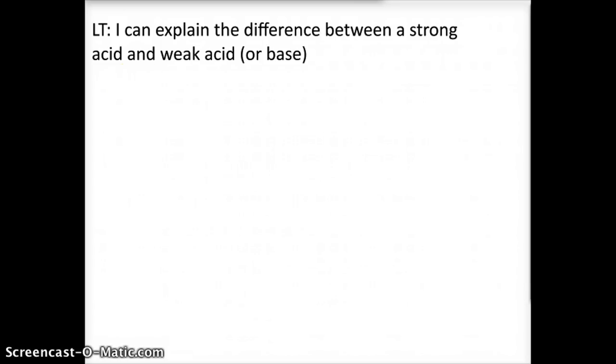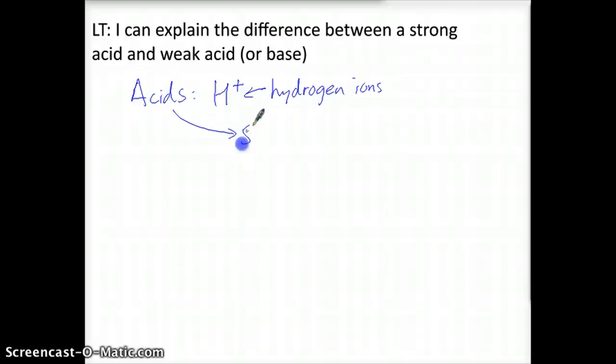Well, if we're talking about acids, we know that acids are molecules that donate H+, hydrogen ions, according to the Bronsted-Lowry definition. Because we learned that the more H pluses there are, that is a lower pH. So if we have a strong acid, that means we have a lower pH, closer to 1, further away from 7.